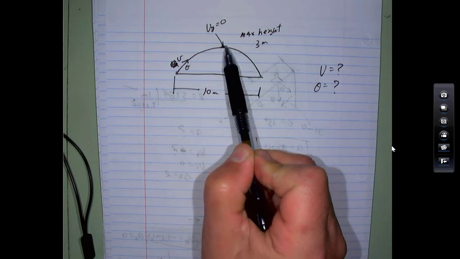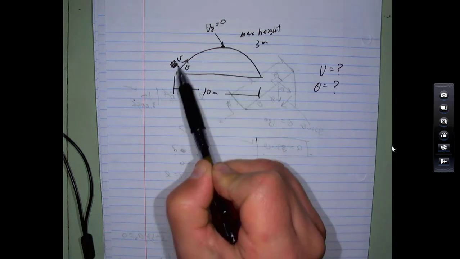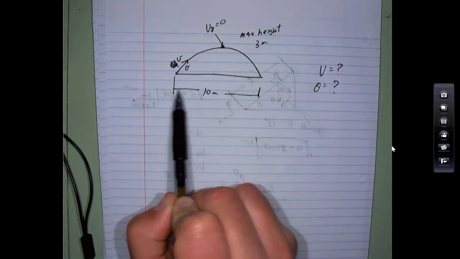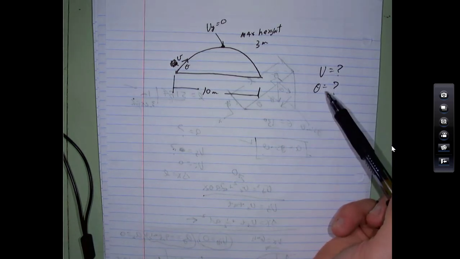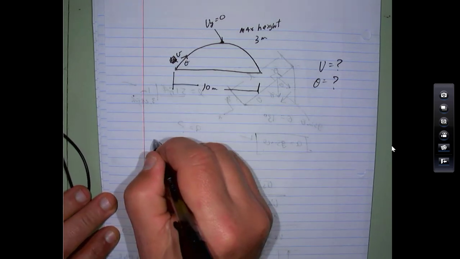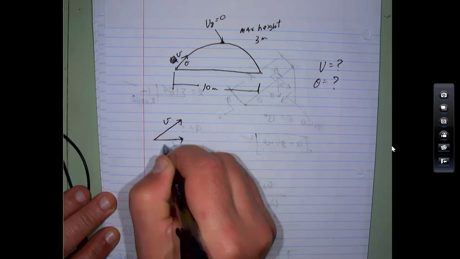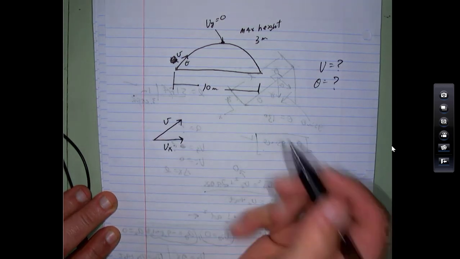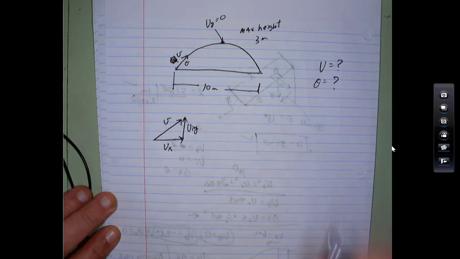We know at the maximum height the y velocity is 0, and then the total horizontal distance we travel is 10 meters. So we want the overall speed, and we want the angle that we leave at. So let me give you a better picture of what's going on here with this overall speed. It has a part in the x direction, which does not change the entire time, and it has a part in the y direction, which actually does change.